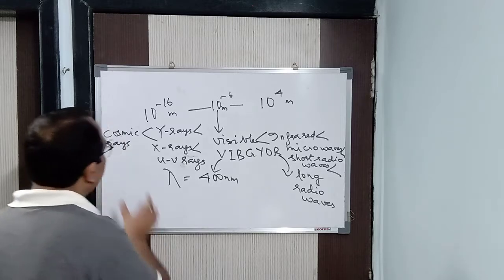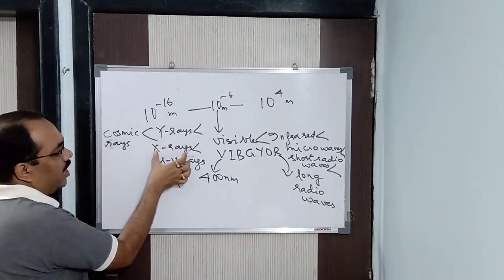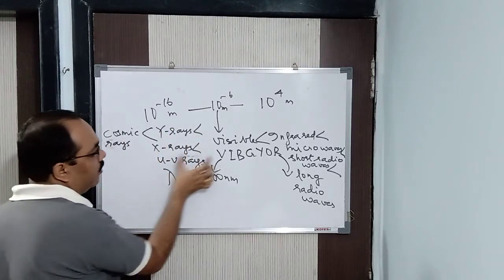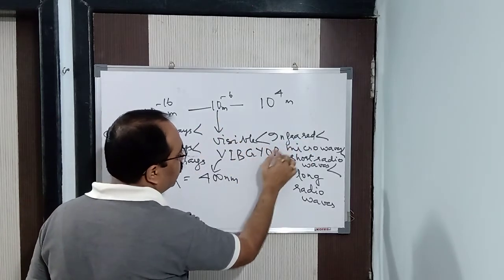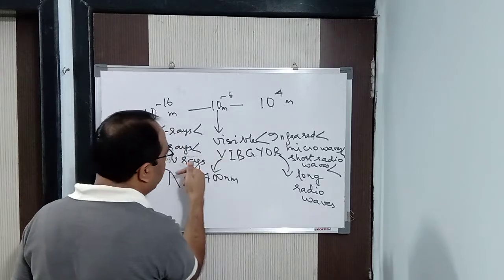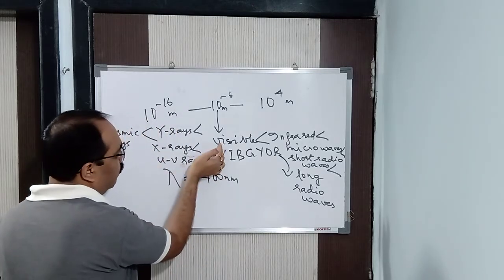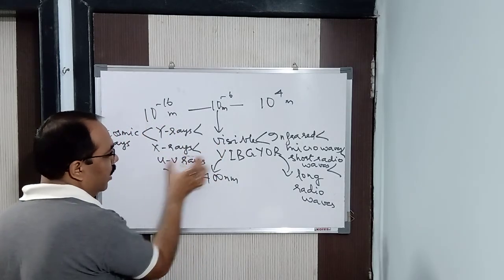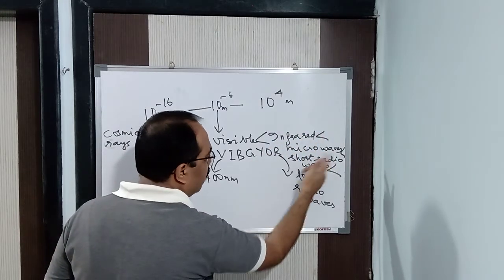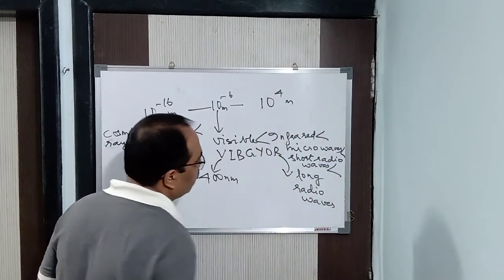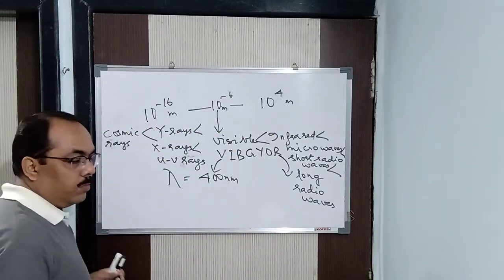So in this way, cosmic rays, then after that the gamma rays, then the X-rays, then the ultraviolet, then we have the visible, I told you already. Then after visible, the infrared, because beyond red is infrared and below violet is ultraviolet. So before visible you get UV, and after visible you get infrared. Beyond red is infrared. Then the microwaves, then short radio and long radio waves, as I have said. So ultimately it reaches 10 to the power 4 meter.